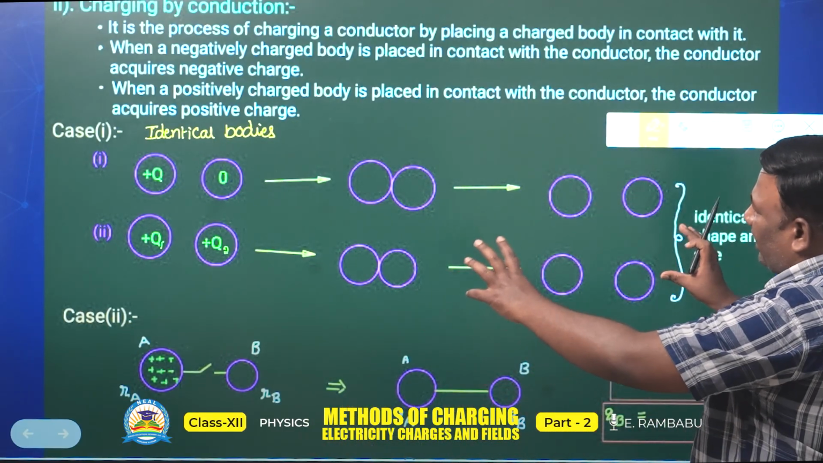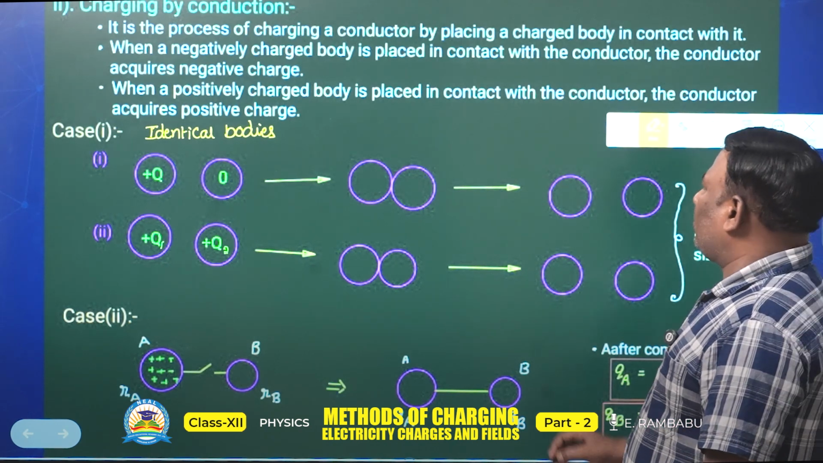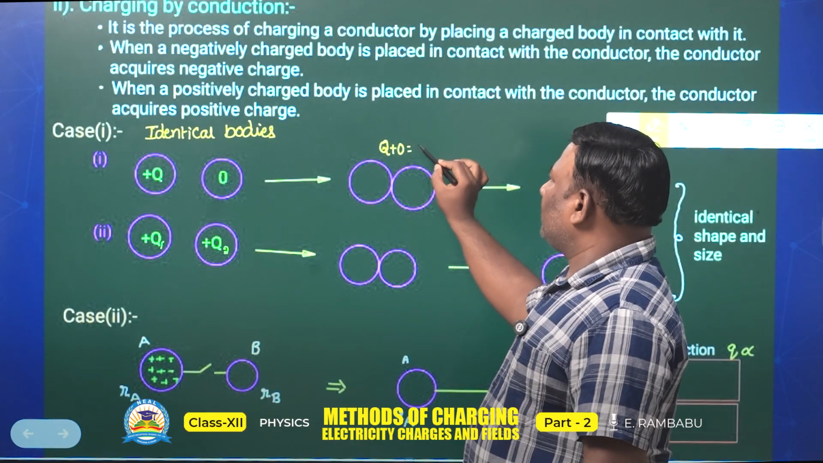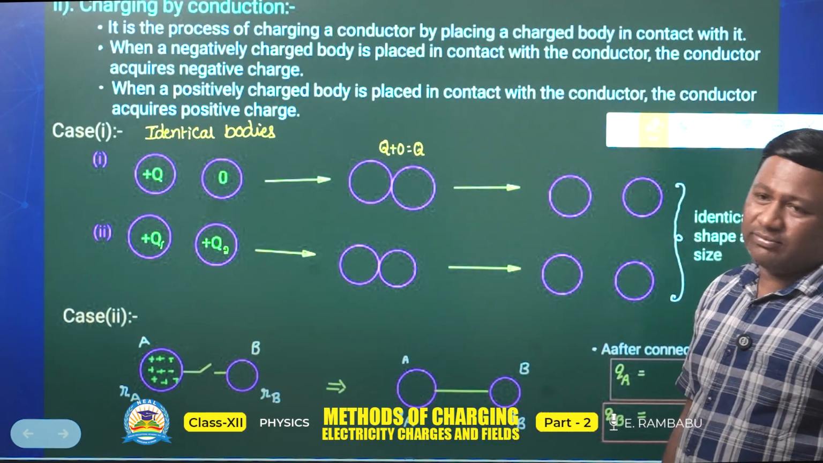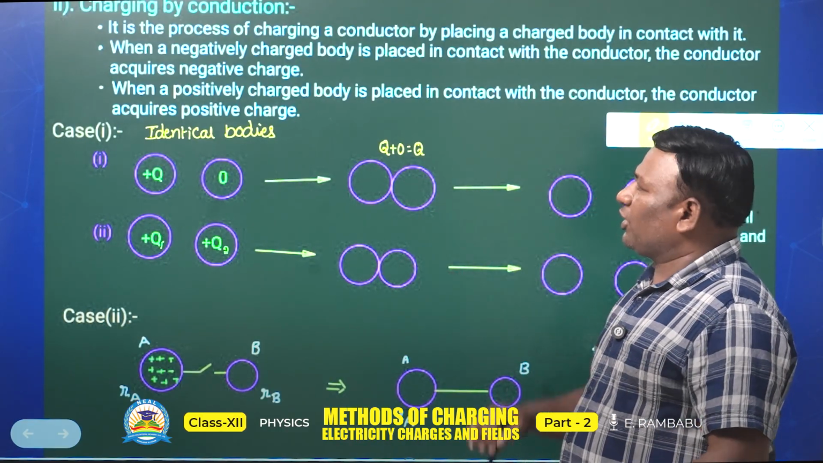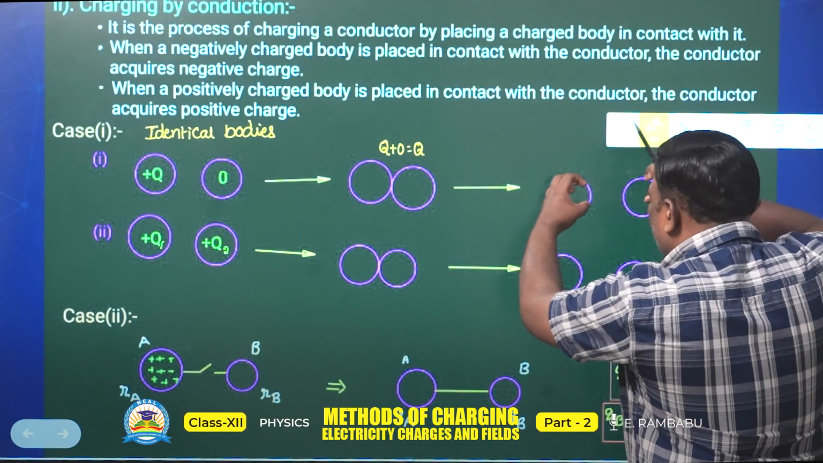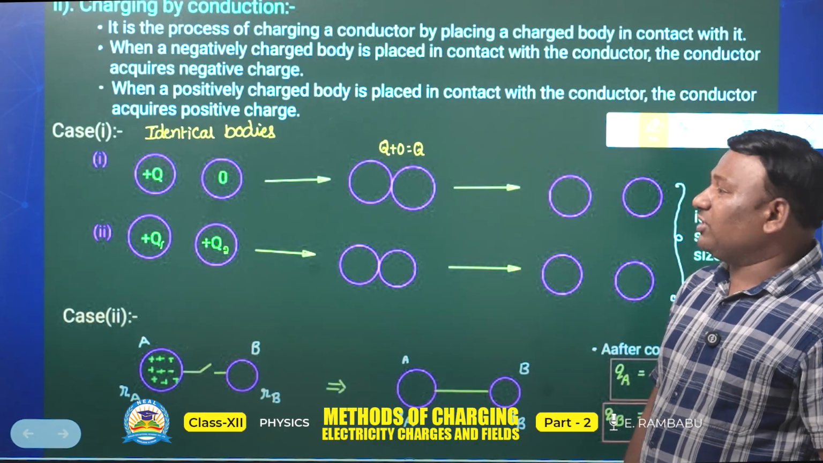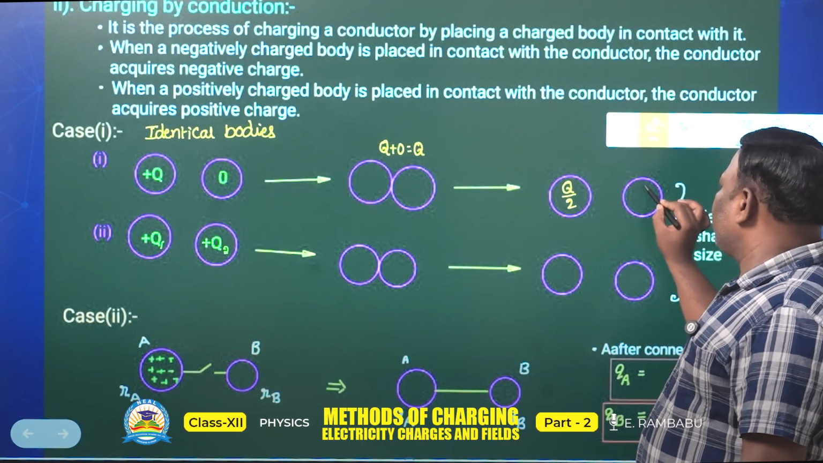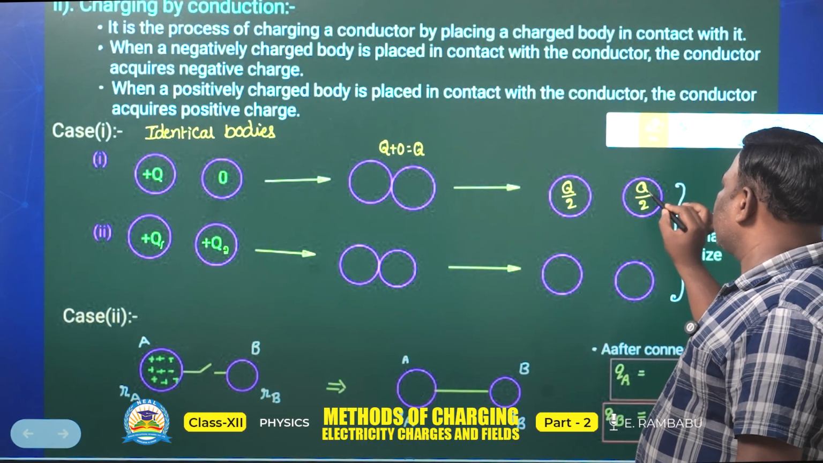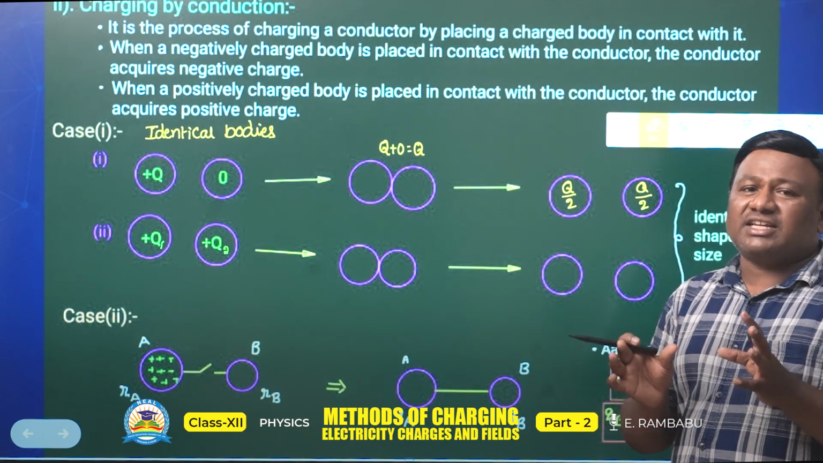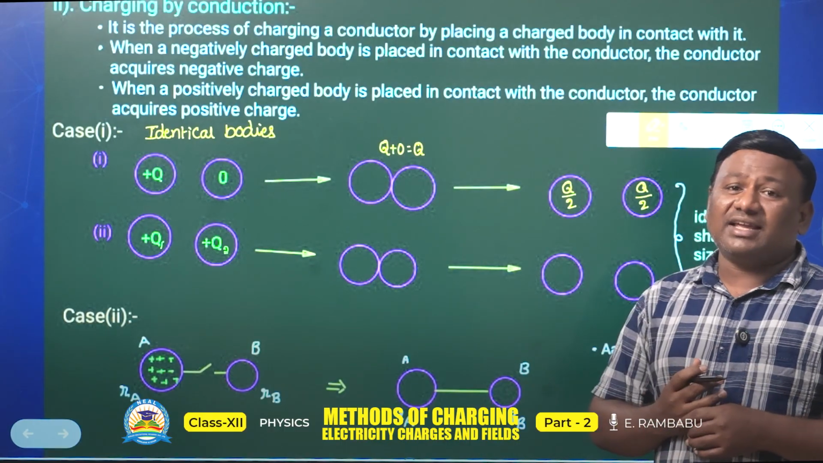Whenever these two bodies are taken into contact, the total charge on the system can be taken as q plus 0, that is q. Means both bodies are in contact, the net charge on the system is q. Now whenever we separate these two bodies, the charge acquired by the first body is q by 2, and the charge acquired by the second body is also q by 2, because in between them the charges are exchanging until both bodies attain equal charge.